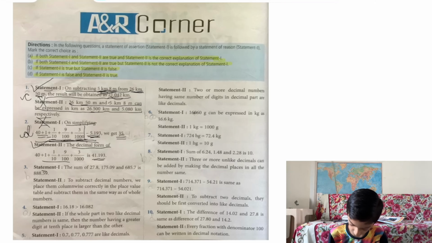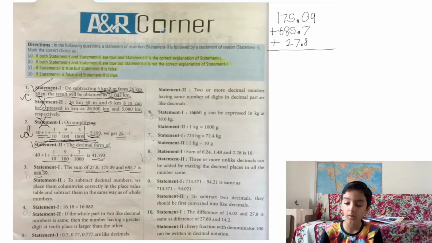Statement 1. The sum of 27.8, 175.09 and 685.7 is 888.59. So first we'll do the sum of these three decimals and then we'll verify with their sum. So first let's write it.